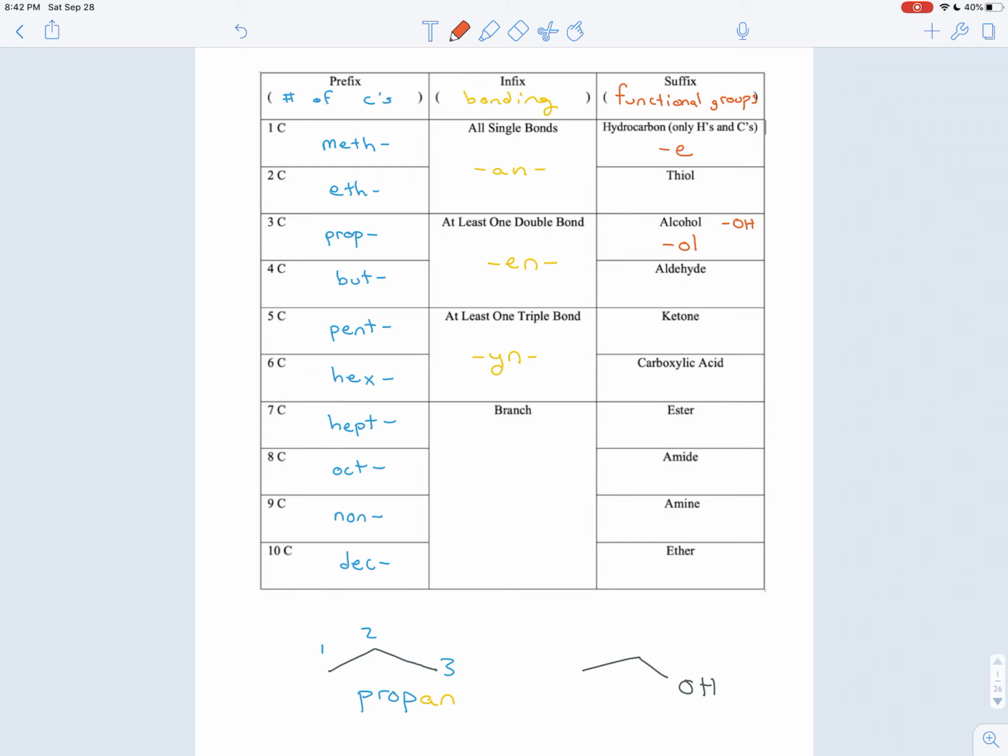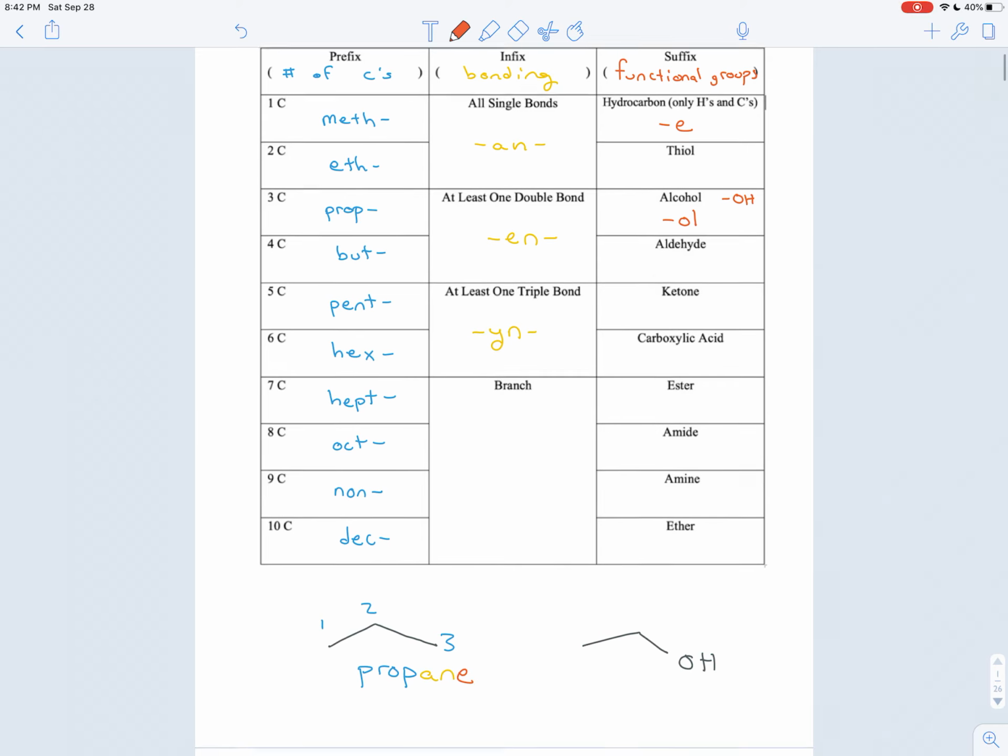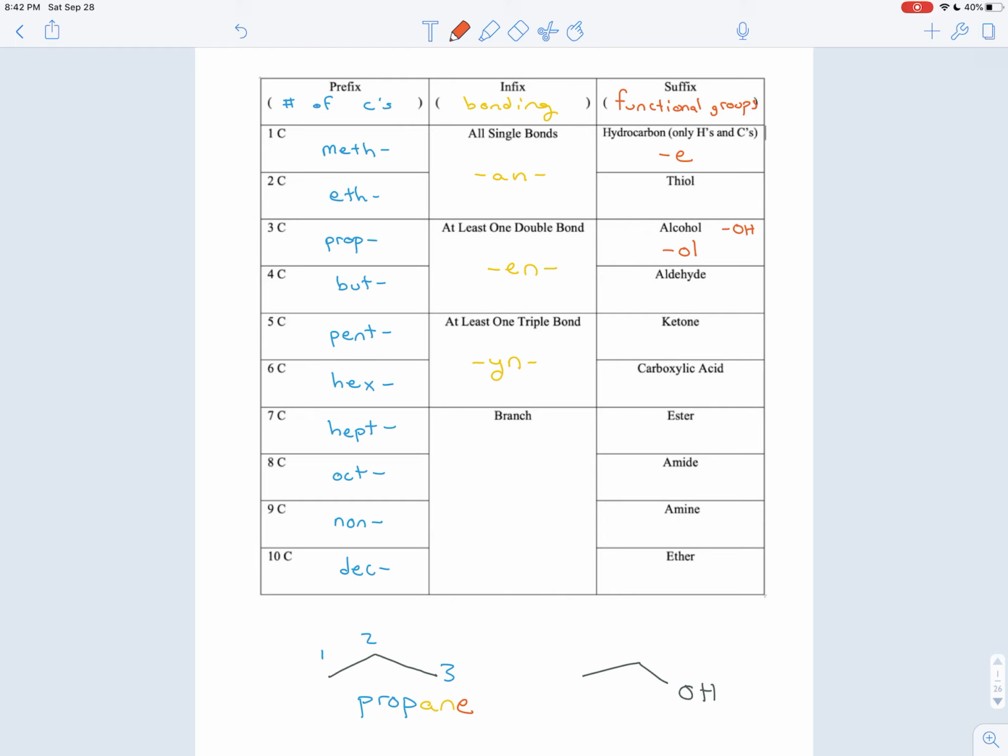If nitrogen is there, you have to have an N. If a sulfur is there, you have to have an S. If you don't see the symbols for any other elements, then you know it's a hydrocarbon. And so you put the suffix E. So the name for that molecule is propane. That's the molecule that you use in gas grills. They sell it in tanks at, say, a supermarket.